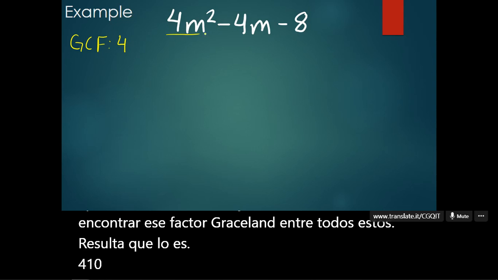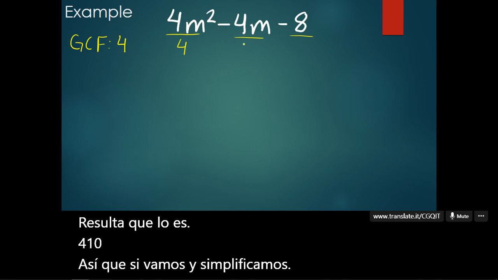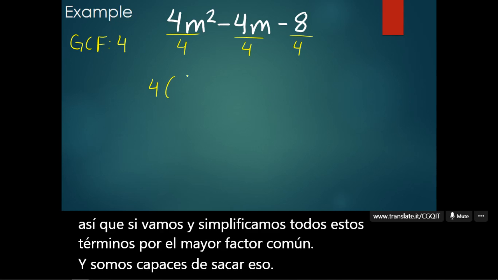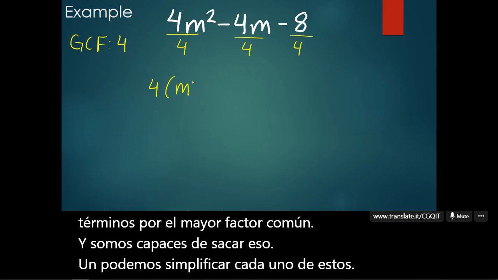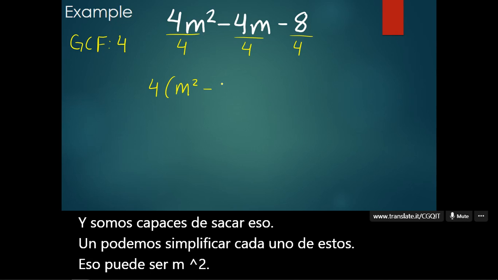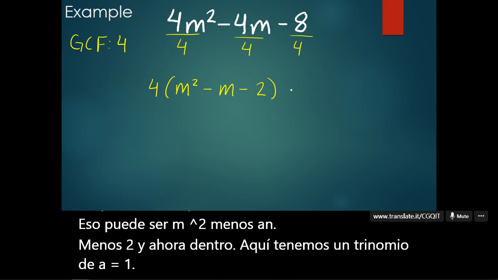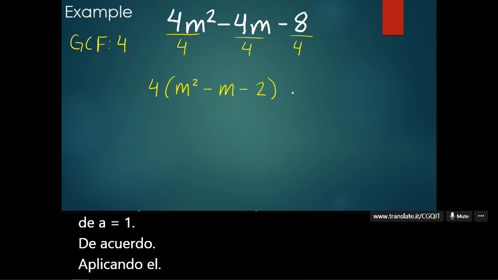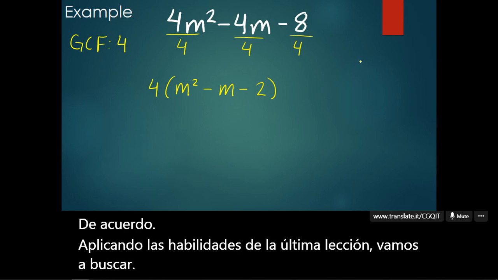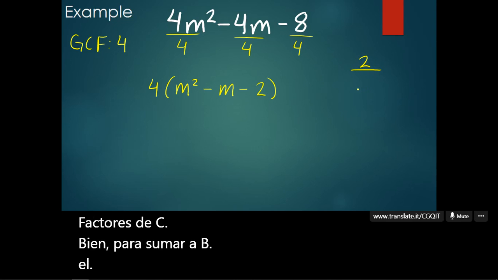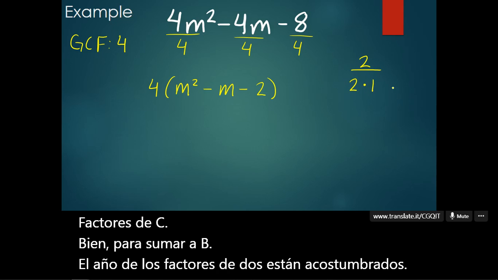So if we simplify all of these terms by the greatest common factor, then we're able to pull that out, and we can simplify each of these. That can be m squared minus m minus 2. And now inside here we do have a trinomial of a equals 1. Applying the skills from the last lesson, we're going to look for factors of c to add up to b. So here the factors of 2 are just 2 times 1.